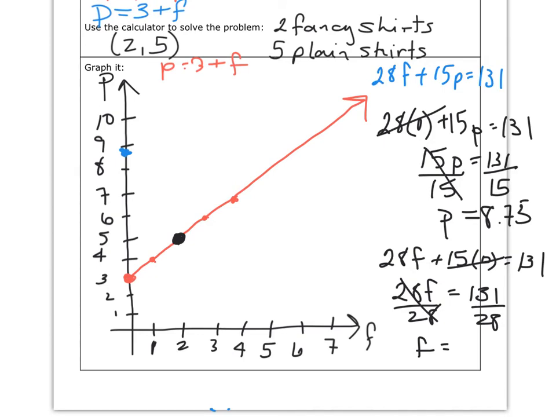What's that? What do y'all get? 4.67. So that's going to be between 4 and 5, slightly closer to 5 than 4, so like right there. Then use your straight edge to connect the dots that are on your axes, and they should go through that intersection.